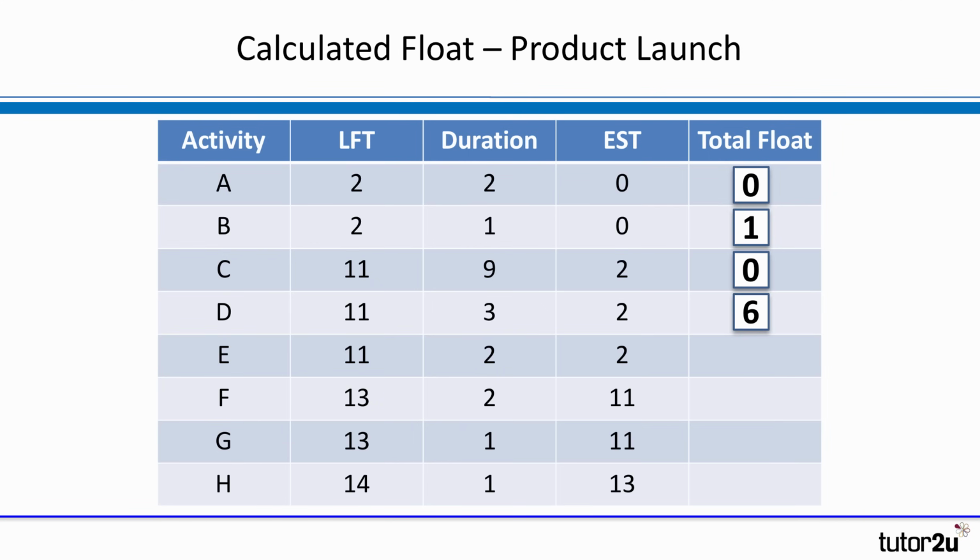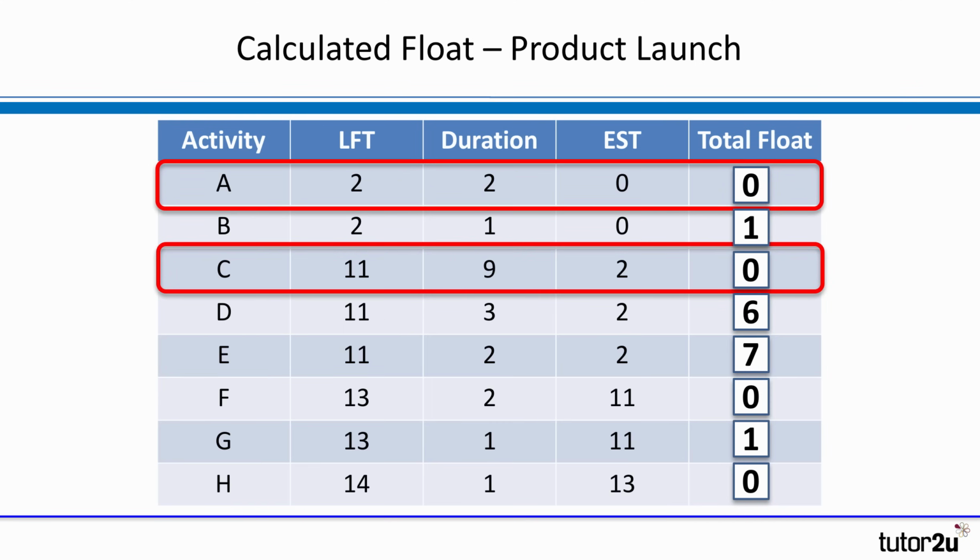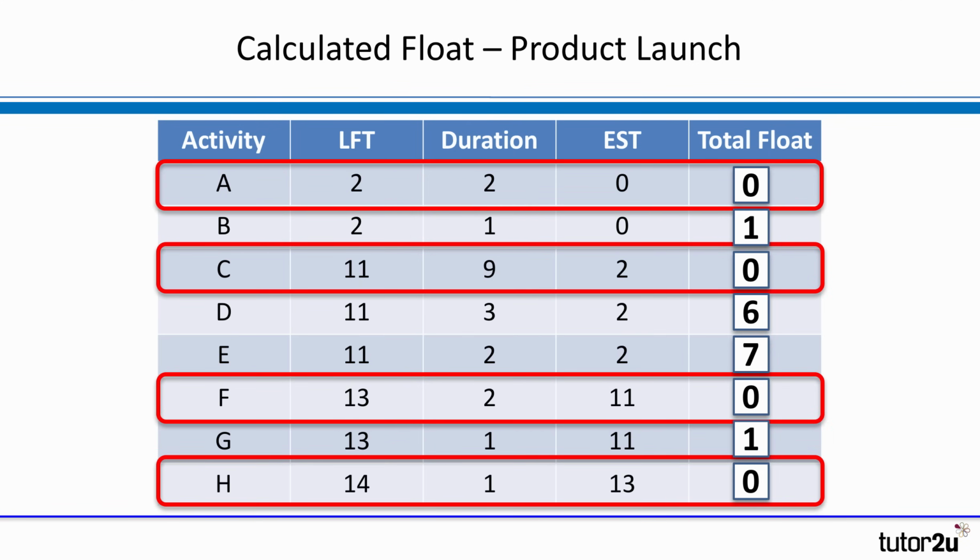C has no float, but D and E have some float. They can be delayed for quite a long time. 5, 6, and 7 weeks in the case of E without making the project delayed any further. F has no float, G has 1 week in float, and H has no float. And the key thing here to remember is that activities on the critical path have 0 float. That's the best way of identifying activities on the critical path. They have 0 float, and they can't therefore be delayed without delaying the whole project further.